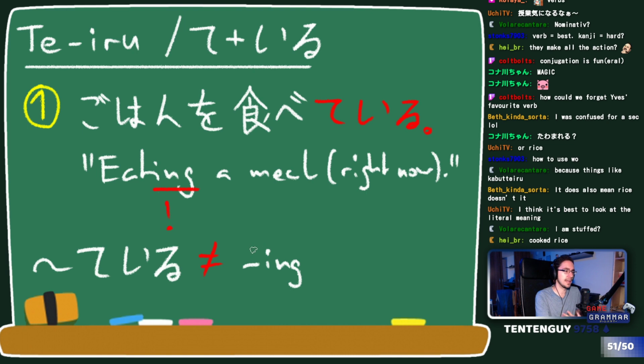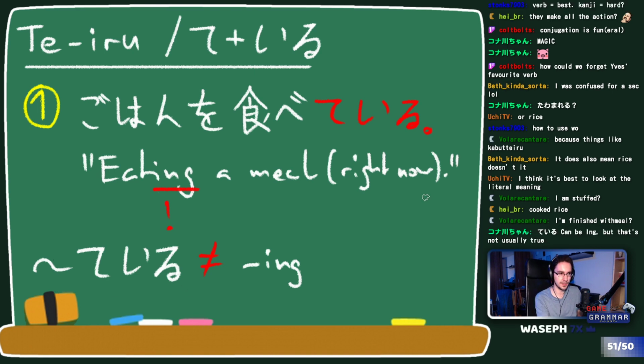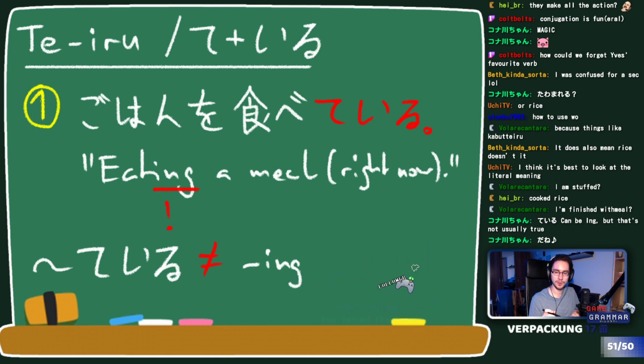So, again, why do I say that? For example, ing is generally called a gerund, as far as I know, and it can generally be used as a nominalizer in English. Te-iru is never a nominalizer, okay? It's far off it. It's just a verb form. It's definitely not a nominalizer. Te-iru can be ing, but that's not usually true. Yeah, it depends, right? It depends. That's the issue.